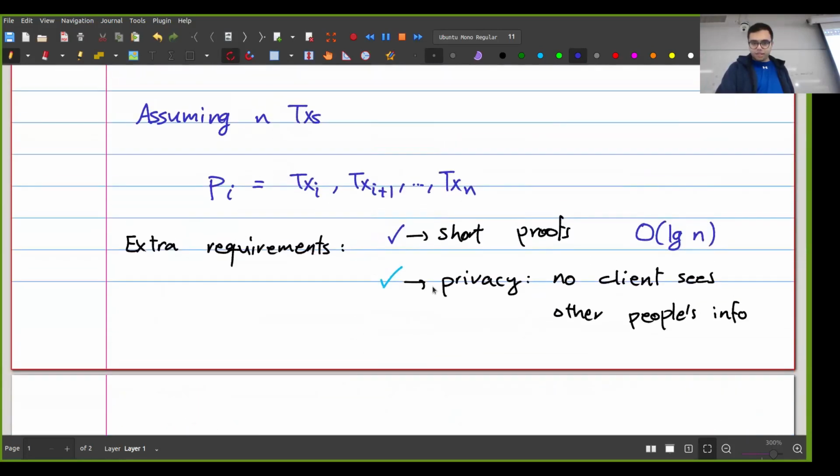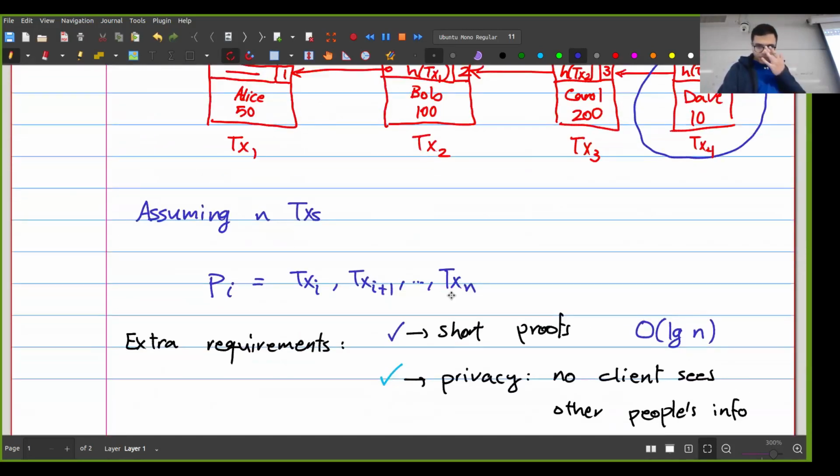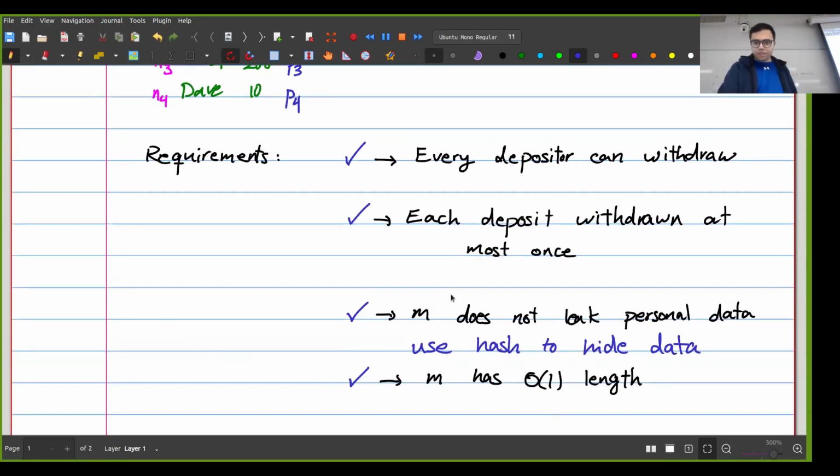So it also satisfies the privacy requirement. And these previous requirements are also kind of easy to verify. The message that is sent from one branch to the other branch is just the hash of the root. That's constant size. Of course, it doesn't leak any information. None of our hashes leak any information. And every depositor can prove that their deposit exists by just proving the path from the root to their deposit.